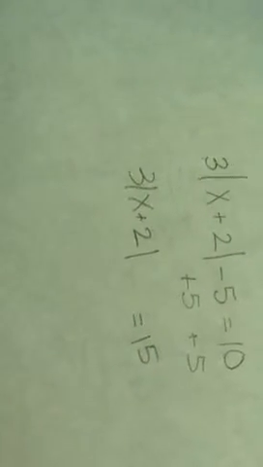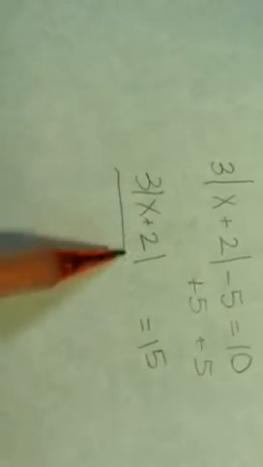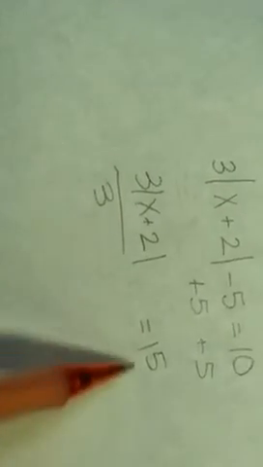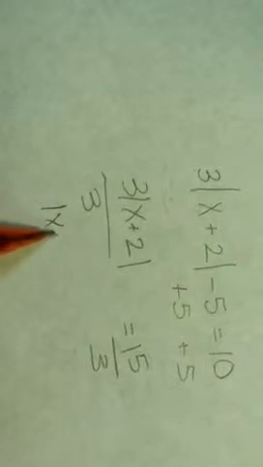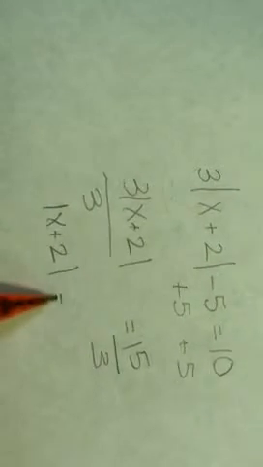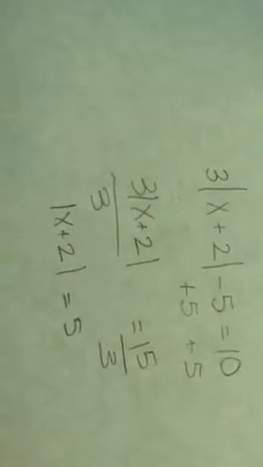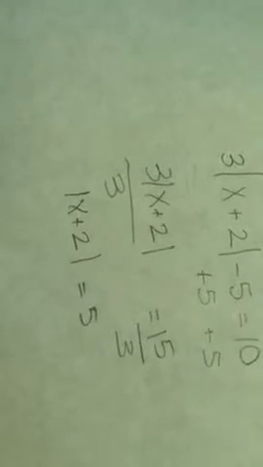Now, in order to continue isolating my absolute value, I need to divide by 3. So I divide both sides by 3. And I'm left with the absolute value of x plus 2 equal to 5. Okay, now this is the part I really want you to pay attention to.